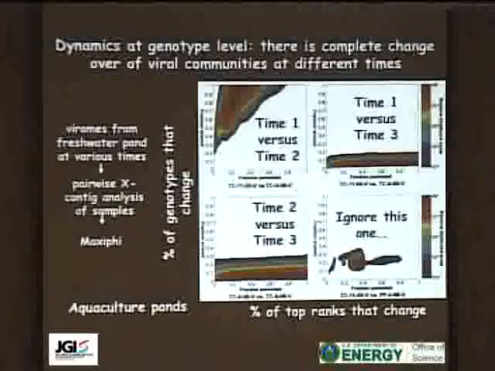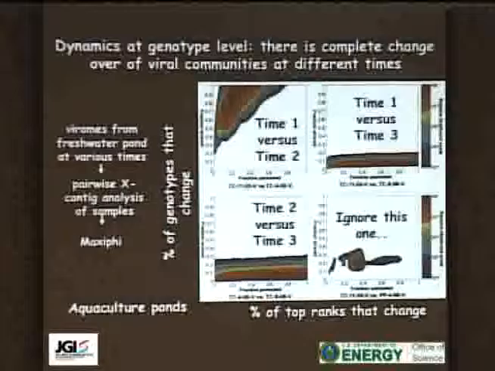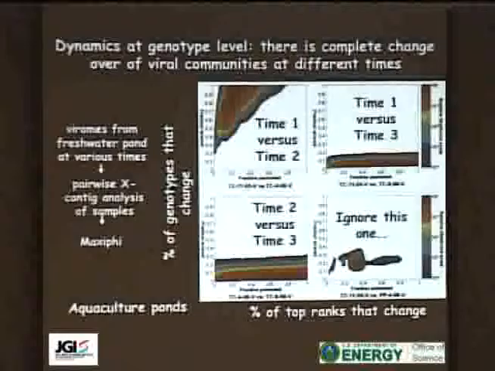However, if you start looking at time one versus time three, what you see is that actually we've totally changed over the types of viruses that are there. In fact, it's changed so much we don't even see the signal. Okay? And then in this case, we've actually done the same thing. So in these two cases, we've totally changed what's there. In the other case, we've actually only changed the relative ranks of each other.